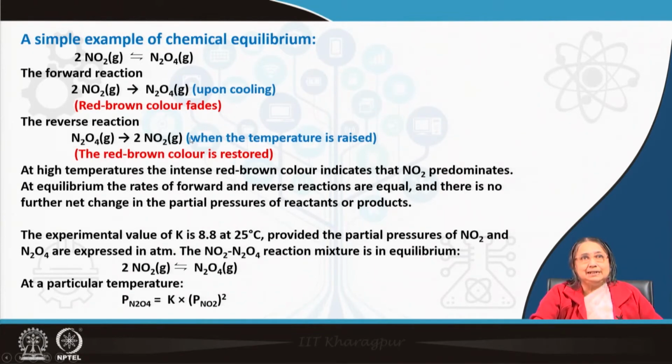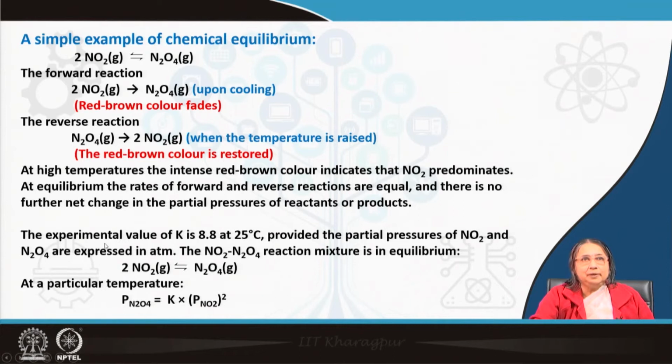You can visualize it, because the two different species have two different colors. That is why you can see it when you do it in a closed vessel and properly maintain the temperature. Okay. At high temperatures, the intense red-brown color indicates that NO2 predominates. At equilibrium, the rates of forward and reverse reactions are equal, and there is no further net change in the partial pressures of reactants or products. Okay. This is the equilibrium condition.